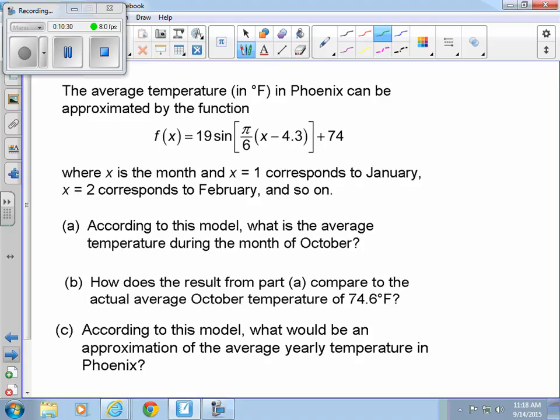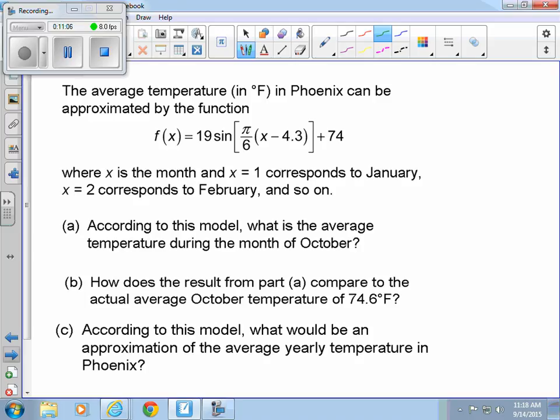Would you agree? The temperature next October in Arkansas will be very similar to this October in Arkansas, and the October after that. Now, of course, there's always a little fluctuation in that, but we could track temperature using a periodic function because it's going to change periodically. It tells you that x equals 1 corresponds to January, x equals 2 corresponds to February, and so forth. So this is what I would consider an easy trig modeling problem. They did all the work for us. They gave us the equation.